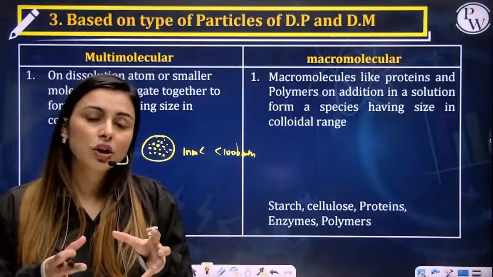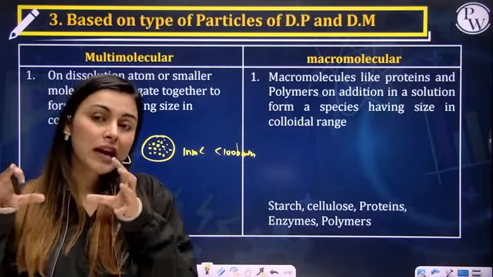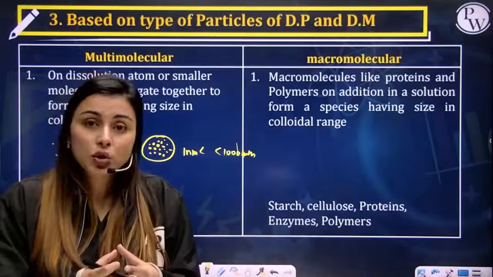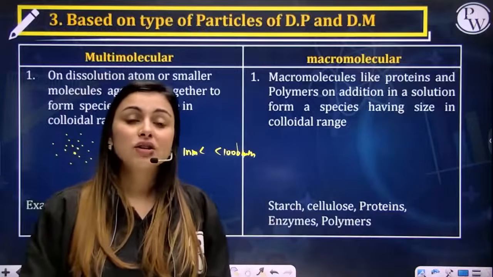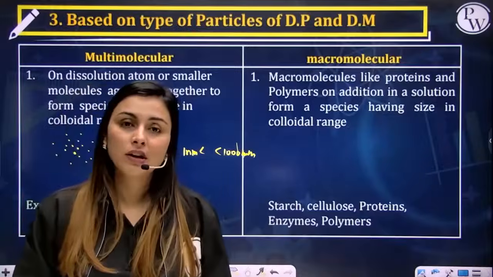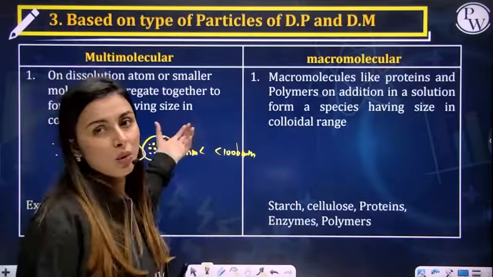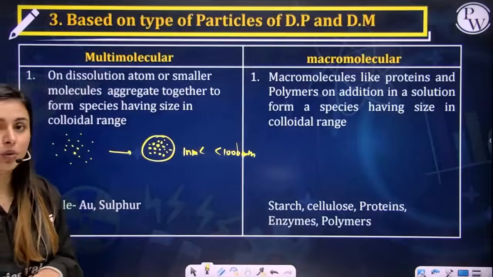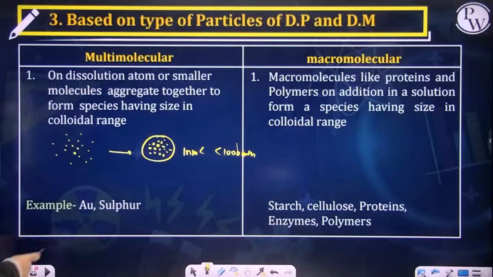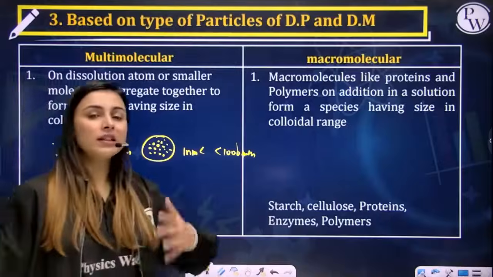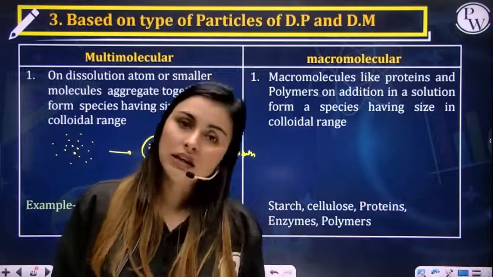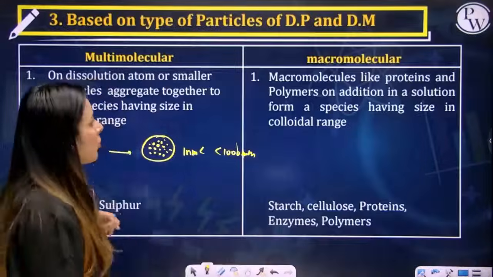What is a multimolecular colloid? You didn't have the appropriate size range of the particles. The particles came together, united, and formed an aggregate which had the size range of a colloidal solution, and that is how it formed the colloid. Okay, so this is the first type. So we say gold, sulfur, etc., all these form aggregates and come to the colloidal range. Okay, now let's talk about the macromolecules.